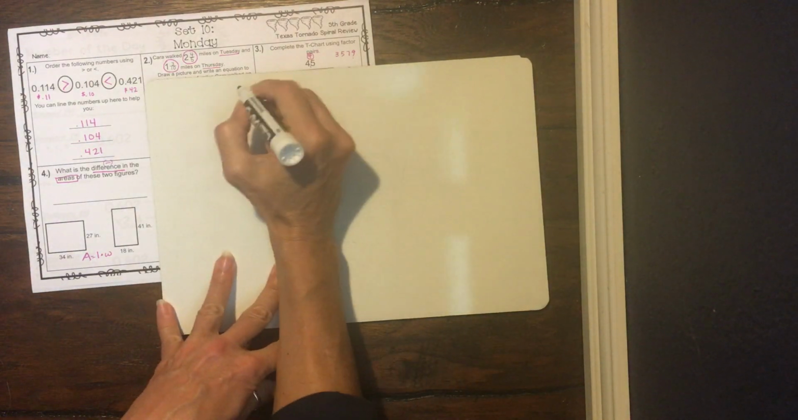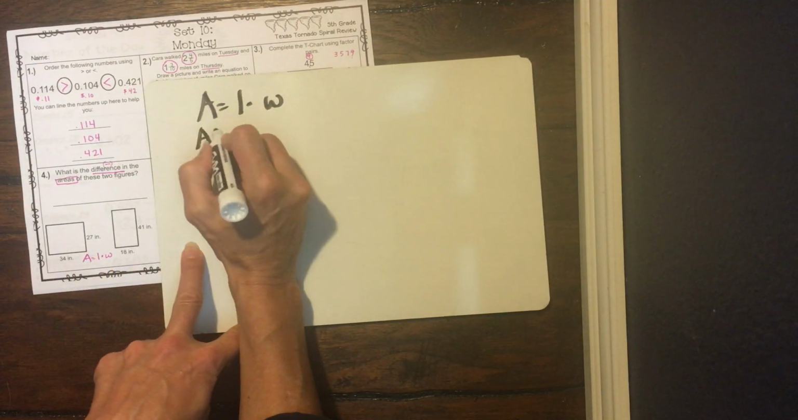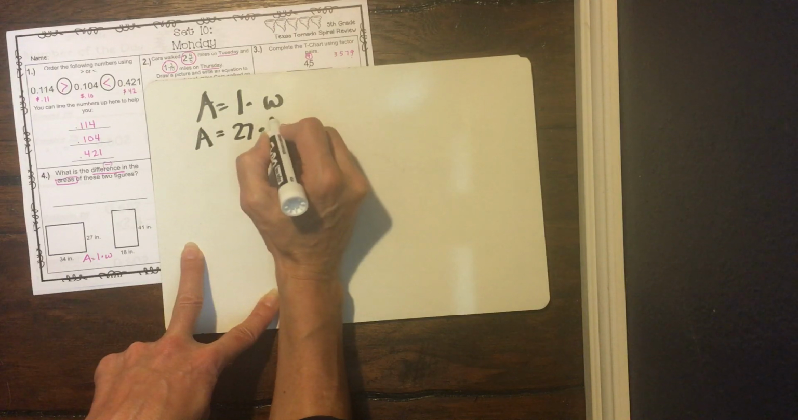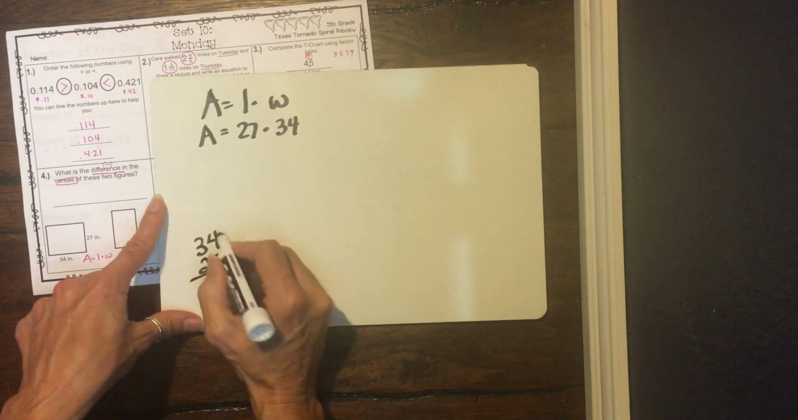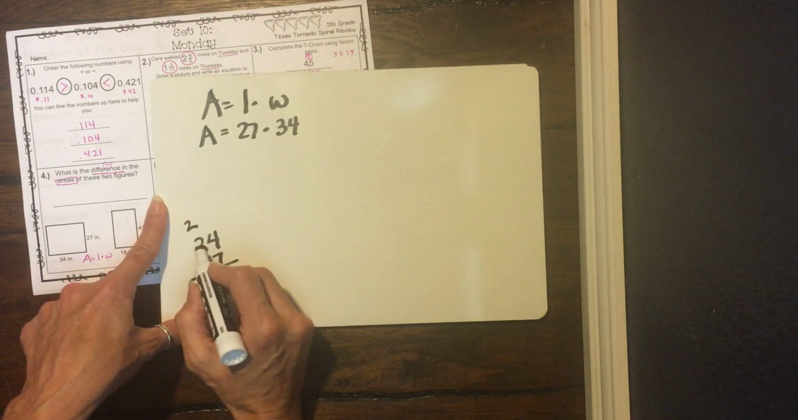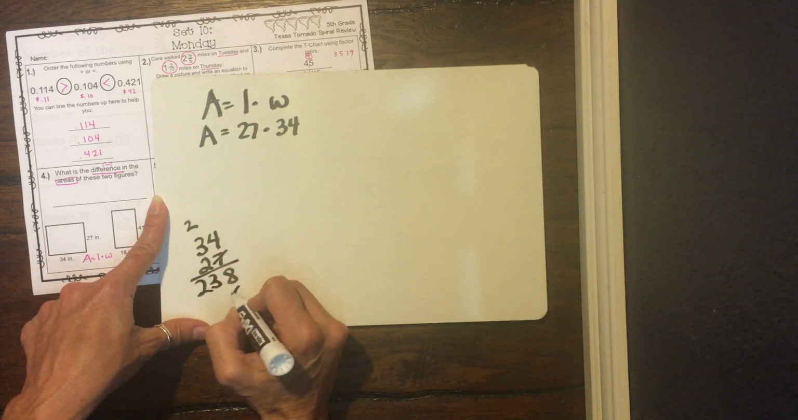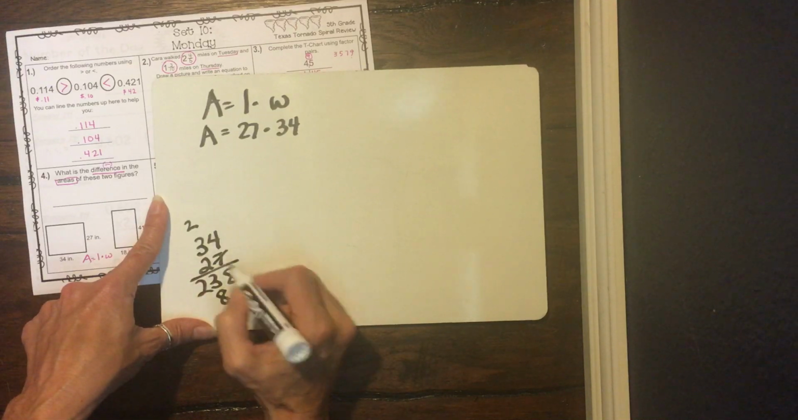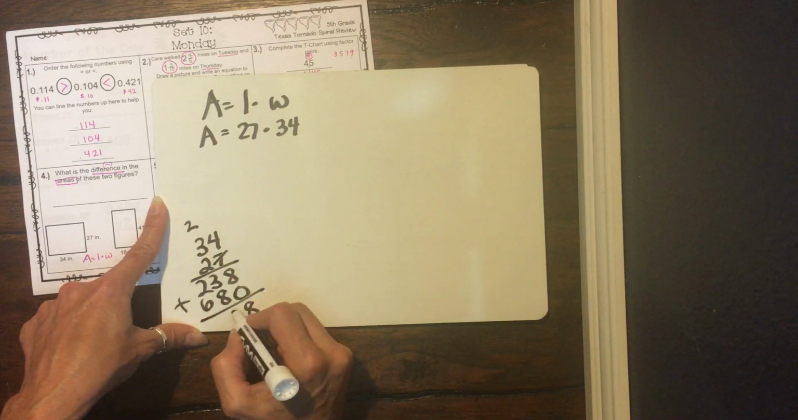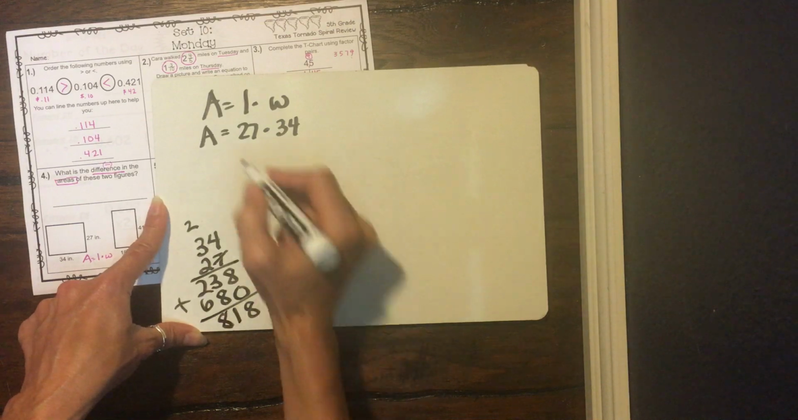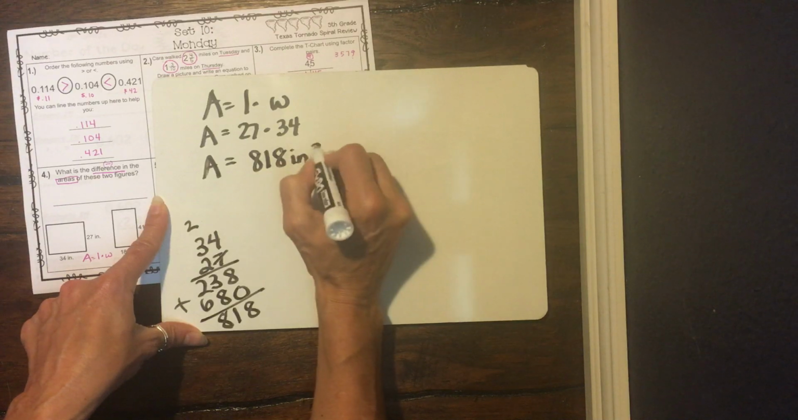So if area equals length times width, that means we have area equals 27 times 34. So we're going to multiply those two numbers together. 7 times 4 is 28, carry the 2. 7 times 3 is 21, 22, 23. We're done with our 7. We put our 0 placeholder. 2 times 4 is 8. 2 times 3 is 6. We add 8 plus 0 is 8. 8 plus 3 is 11. 6 plus 2 is 8. So the area of our first triangle is 818 inches squared.